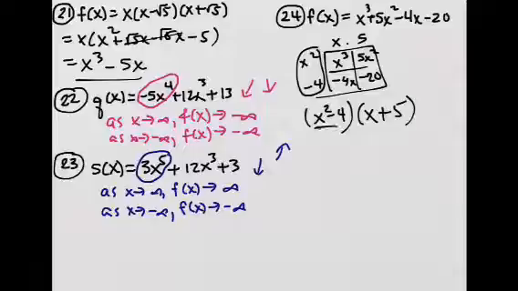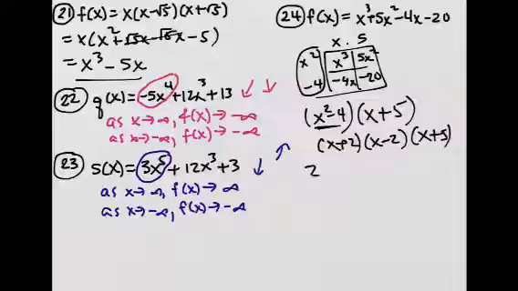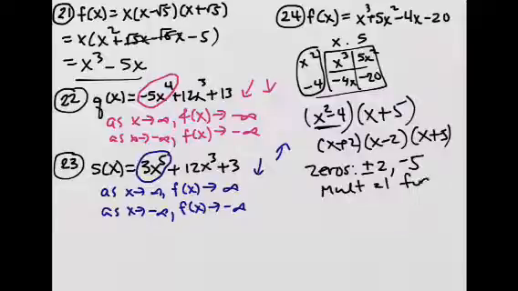This is a difference of squares, so this is x plus 2, x minus 2, and then just bring down the x plus 5. So the zeros would be plus or minus 2 and minus 5. The multiplicity of each is 1 for each one. Okay?